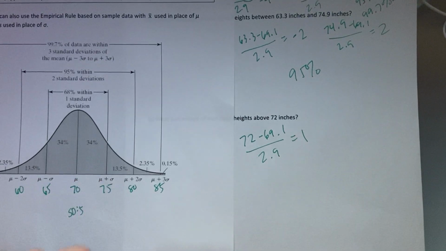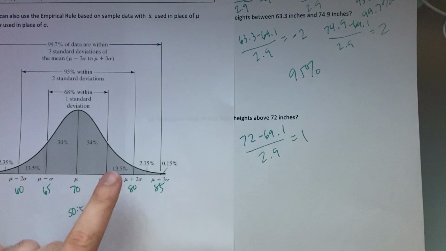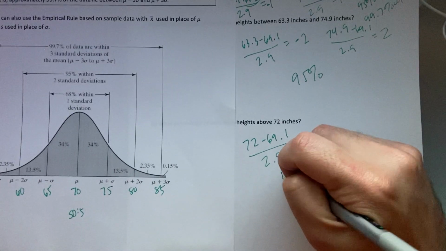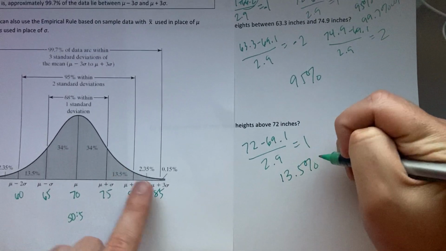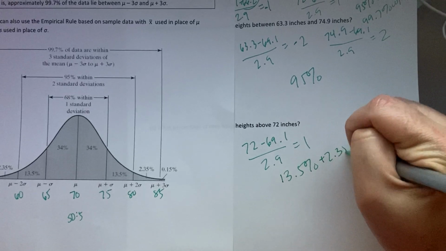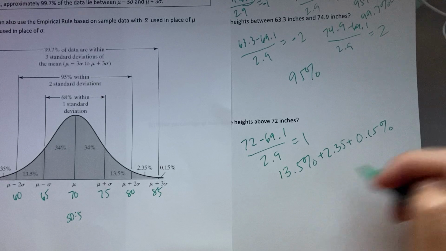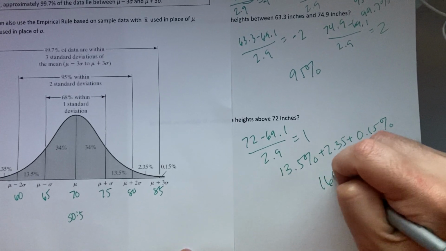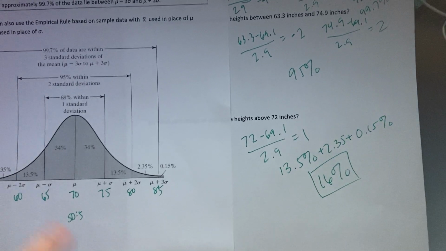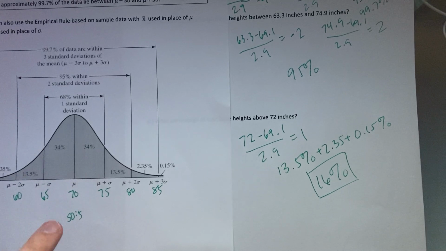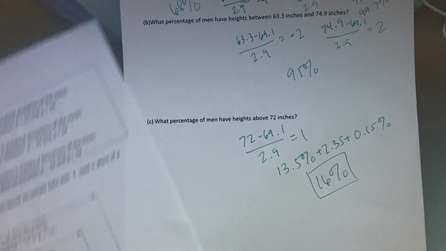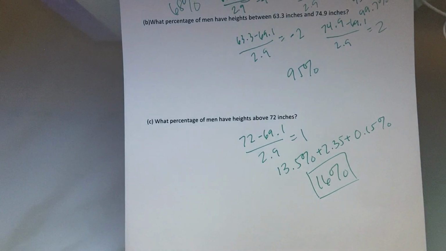If you get a weird one where it's not exactly the number of standard deviations on both sides, just take your areas and add them. So that's the 13.5%, that 2.35%, and that 0.15%. When you add them all together, you get 16%. So that is always an option. You can always find all of the areas that work and add them together. It's totally viable.